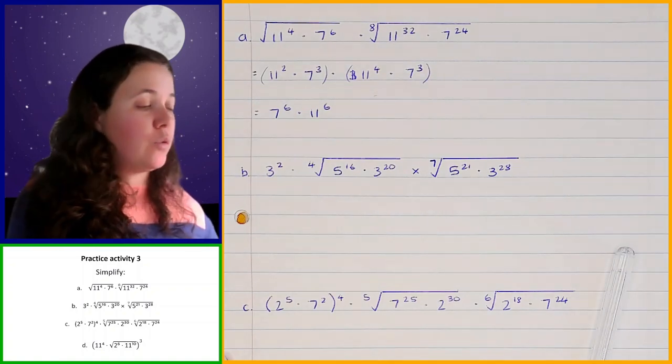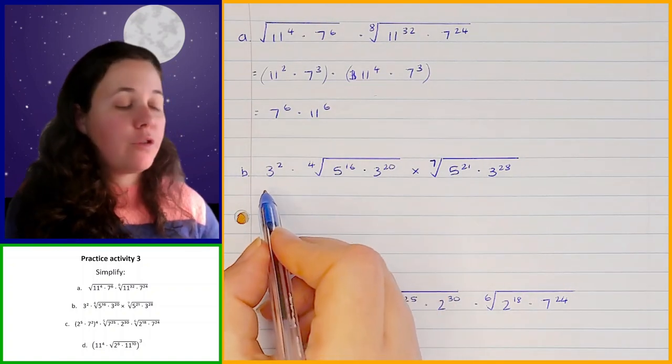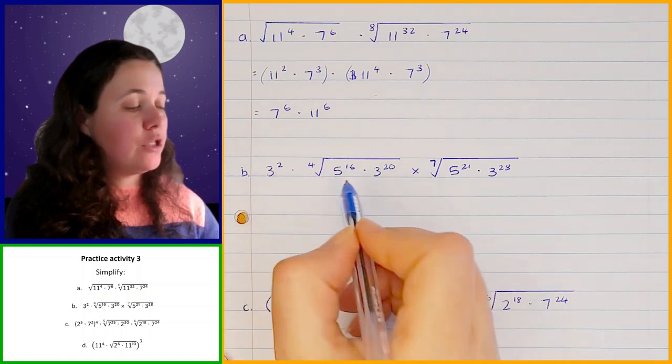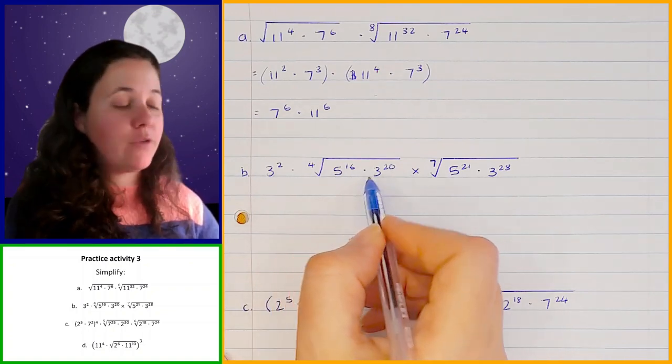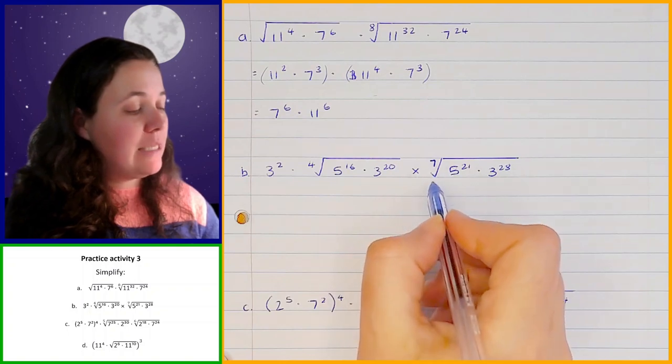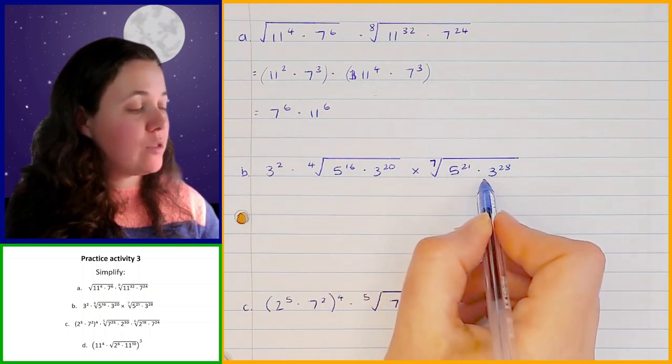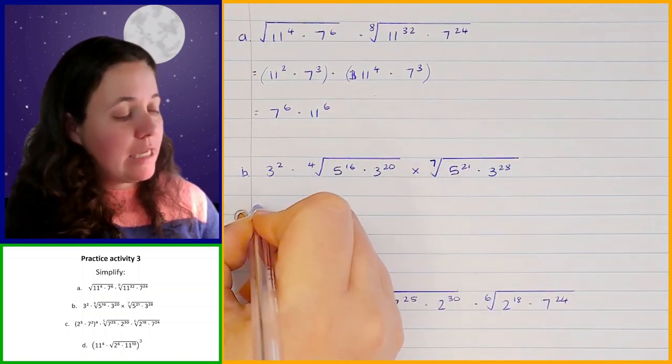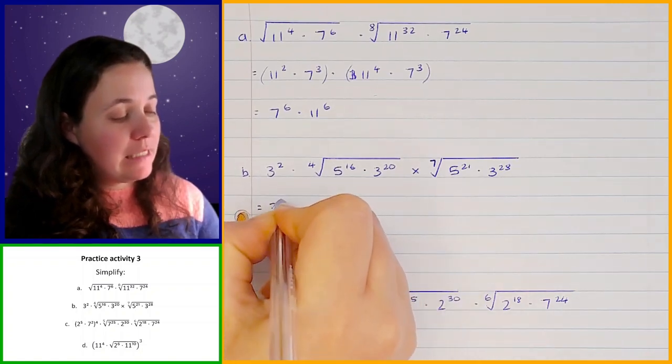And then we're going to do question B. We've got 3 squared times the 4th root of 5 to the power of 16 times 3 to the power of 20, and then times the 7th root of 5 to the power of 21 times 3 to the power of 28. Okay, so first of all, the 3 squared is going to stay as it is for now.